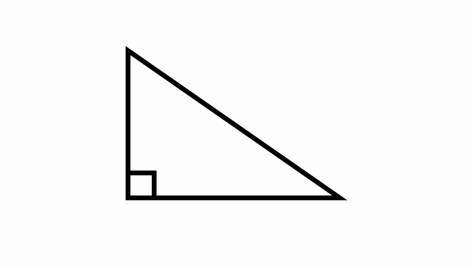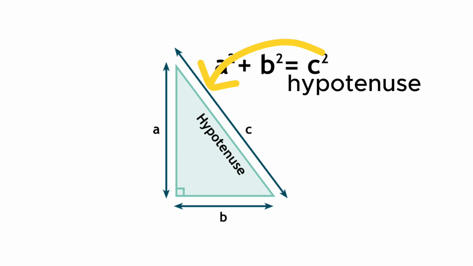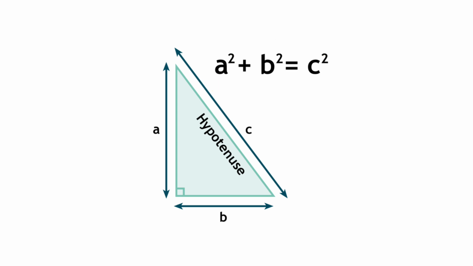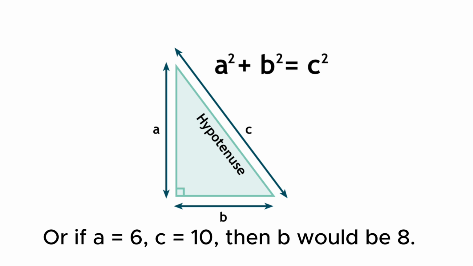Right angle triangle. The longest side that is opposite to the right angle is called the hypotenuse. Pythagorean theorem. For right angle triangles only. This theorem states that a squared plus b squared is equal to c squared, where c is the hypotenuse and a and b are the sides. So for example, if a was equal to 3 and b was equal to 4, then c would be equal to 5. Or if a was equal to 6 and c is equal to 10, then b would be equal to 8.